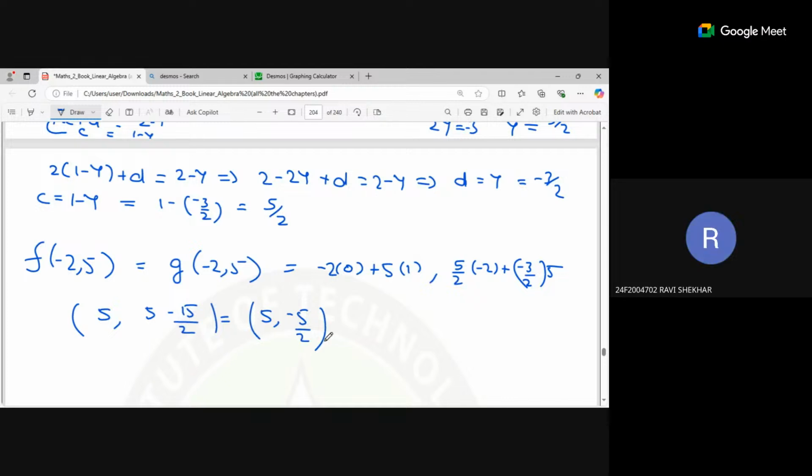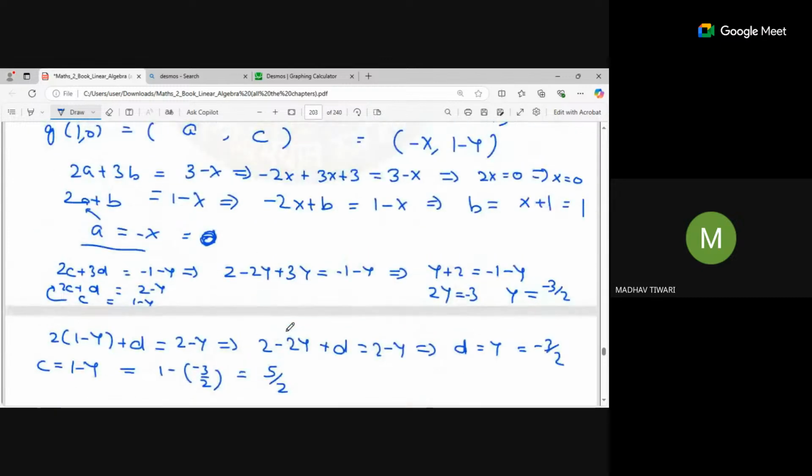Sir, shouldn't it be minus 5 minus 15 by 2? Just a minute, let me check. It should be minus 10, minus 15, minus 25 by 2. It should be negative. Yes, it is negative, minus 25 by 2, right? Okay, so I got this.